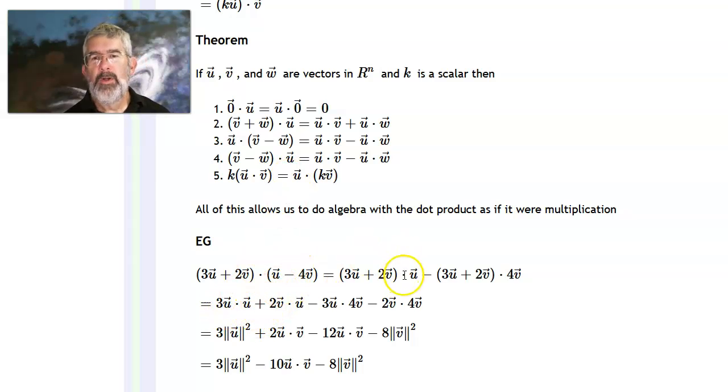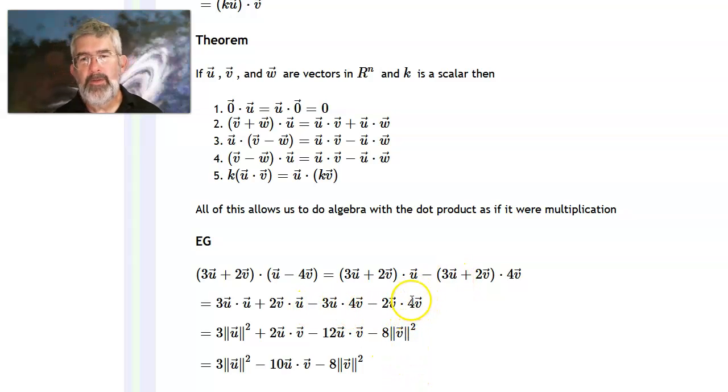Right? So there was that first distribution, and now I'm going to distribute again. That is, I can distribute this u over that sum. So this would be 3u dotted with u and 2v dotted with u. So that's that first part there. And then minus what I get when I distribute this into those two. So there's the 3u dotted with the 4v and the 2v dotted with the 4v, and the minus sign distributes in as well. So I got minus, minus.